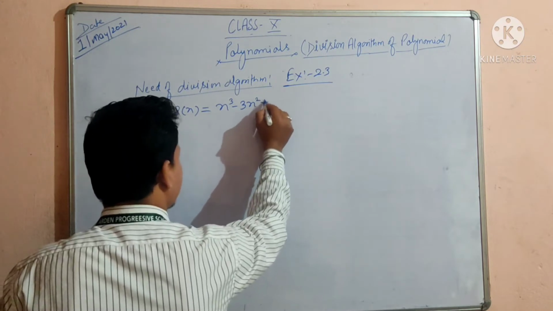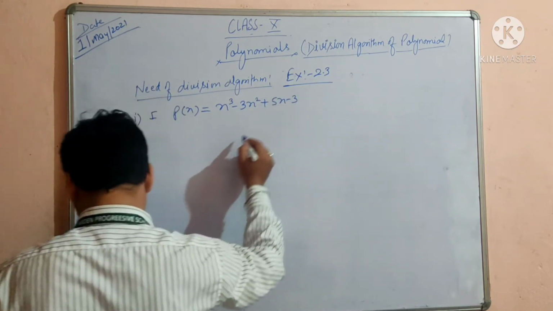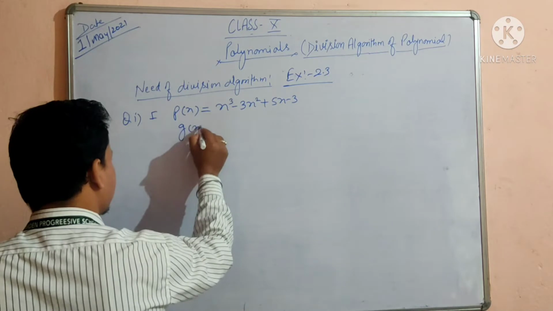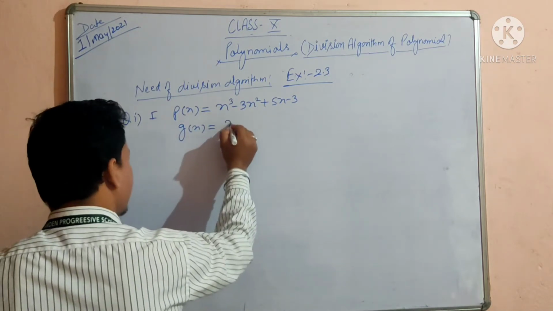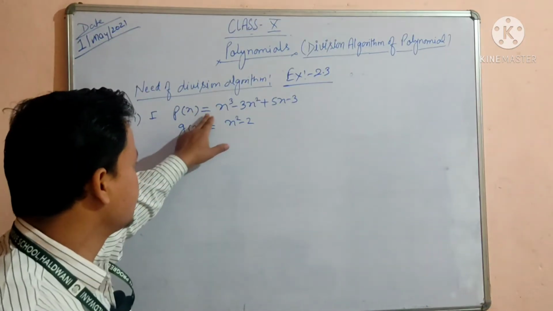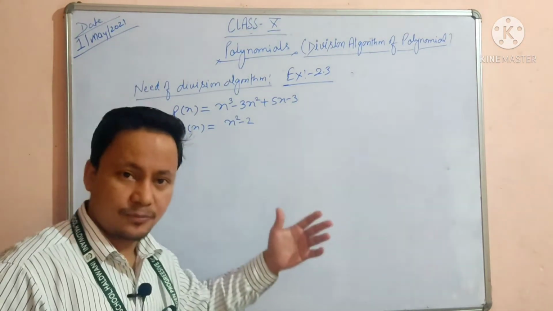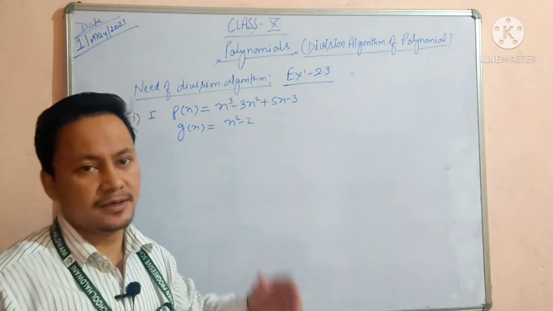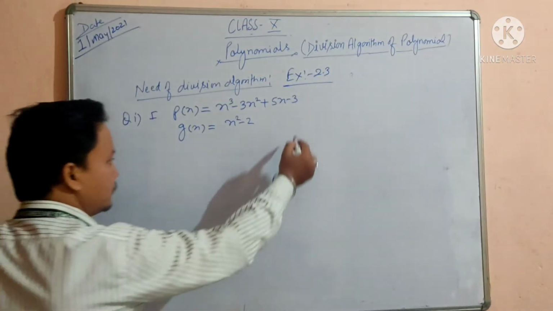plus 5x minus 3, and g(x) is given as x square minus 2. Okay, now what we have to do? We have to divide this polynomial p(x) by g(x) and find out the quotient q(x) and remainder r(x). Okay, so we will divide it.